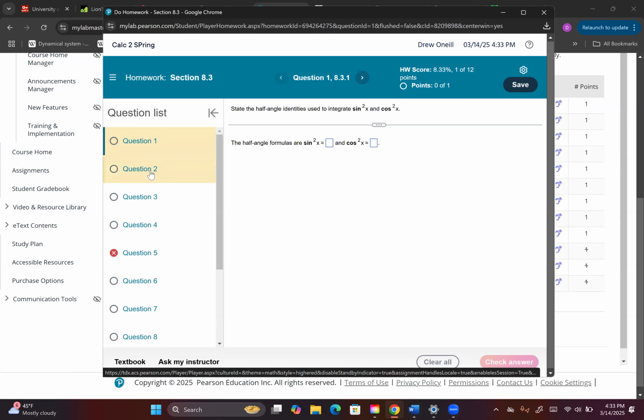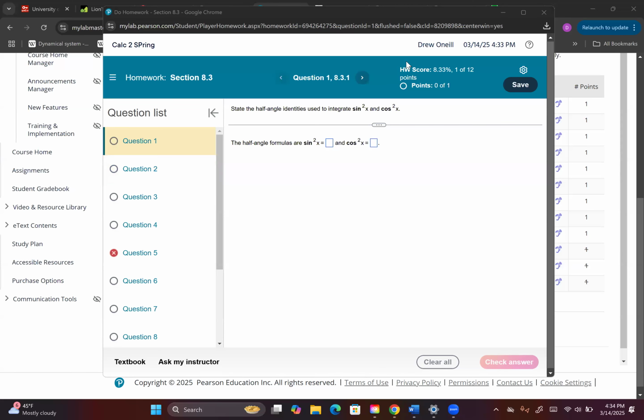to 8.3. The first question is asking you to recall half angle formulas. So do you remember these? You may or may not. Okay, so you can Google these. And as we go through this stuff, I would just bear in mind that you're gonna need these at some point, right? They're not just telling us this to tell us, okay?